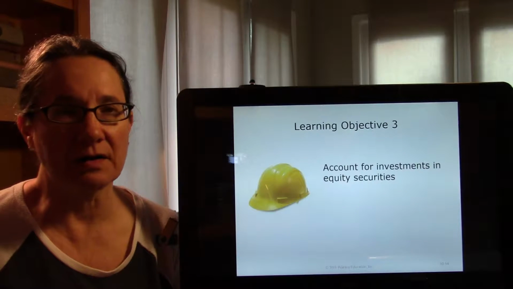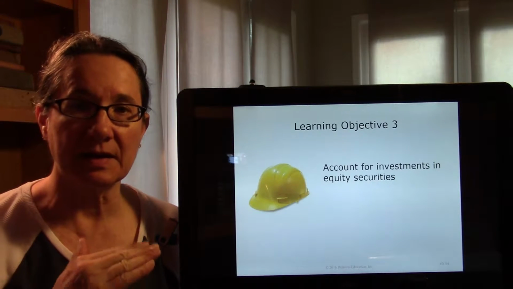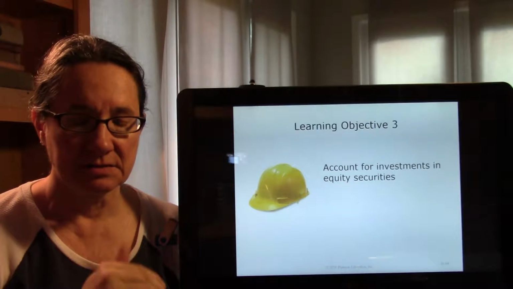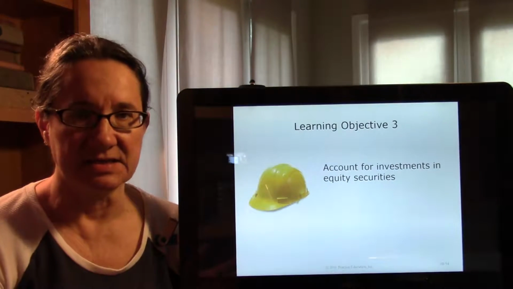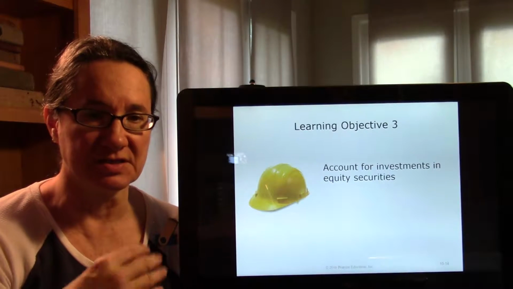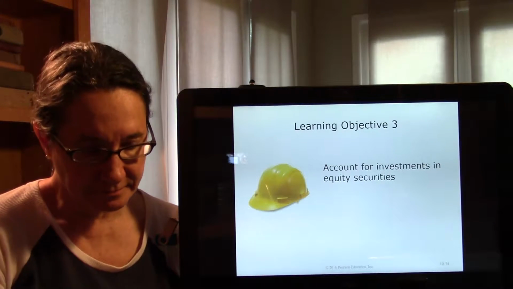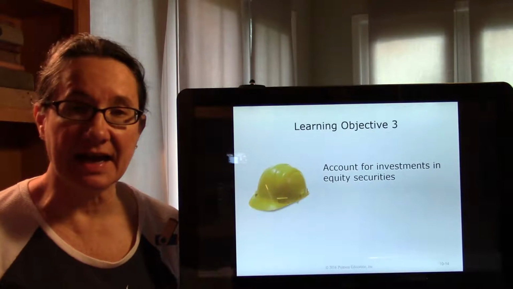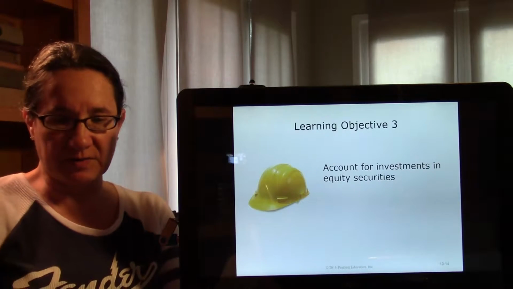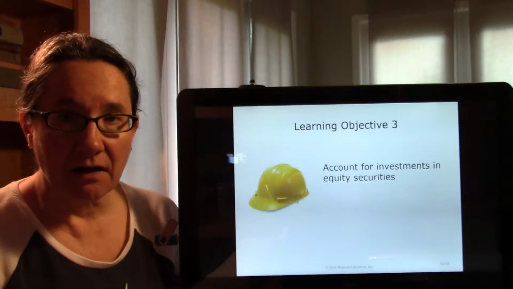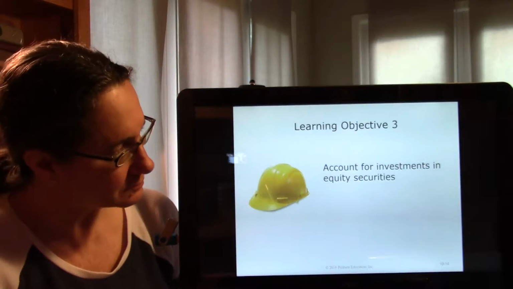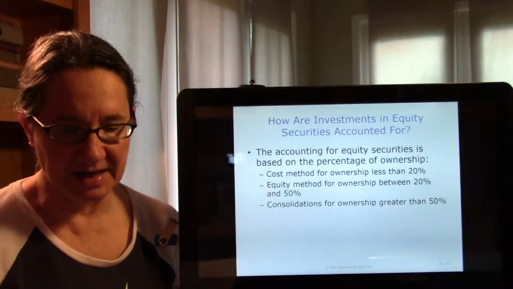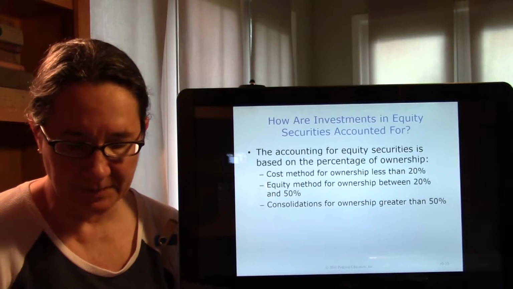So we're continuing on talking about when one company invests in another company. We've already talked about the asset of debt securities, when one company purchases debt securities of another company. And now we're going to talk about when one company purchases the equity securities. In other words, they're purchasing stock in another company. All right. So how are investments in equity securities accounted for?